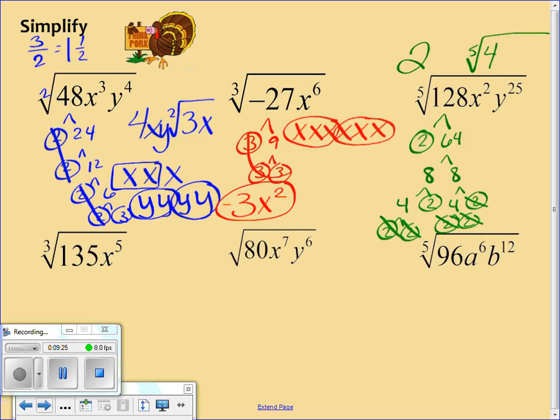So what about x's? Can any of those come out? No, I don't have 5 of them to come out. And my y's? 25 divided by 5 is 5. No leftovers, right?